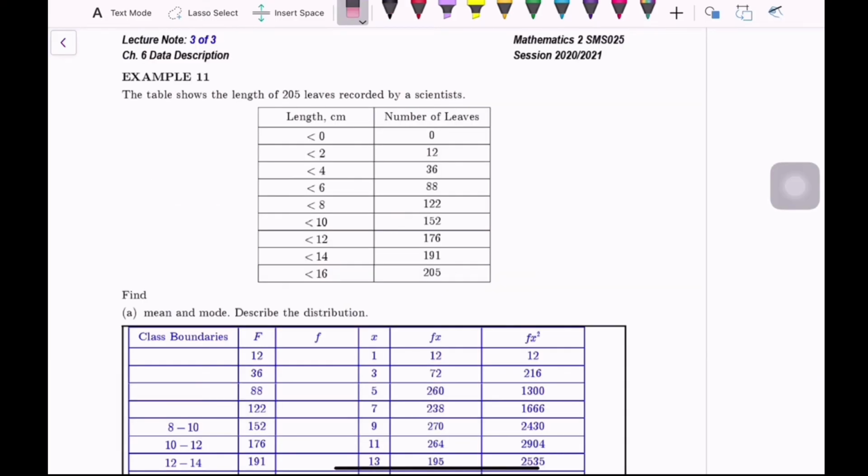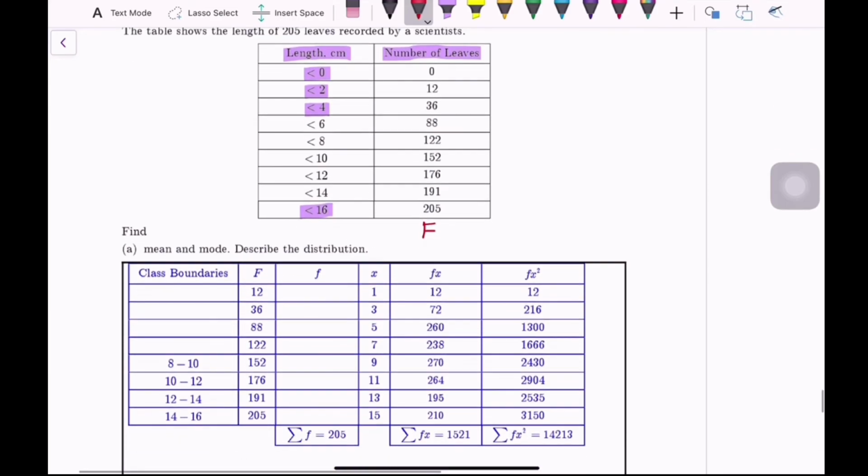Example 11. The table shows the length of 205 leaves recorded by a scientist. A. Find the mean and mode. Describe the distribution. Given the length in cm in the form of inequalities, less than 0, less than 2, less than 4, until less than 16. So we should know that the number of leaves is given in the form of cumulative frequency. First, we create a table to write the class boundary.